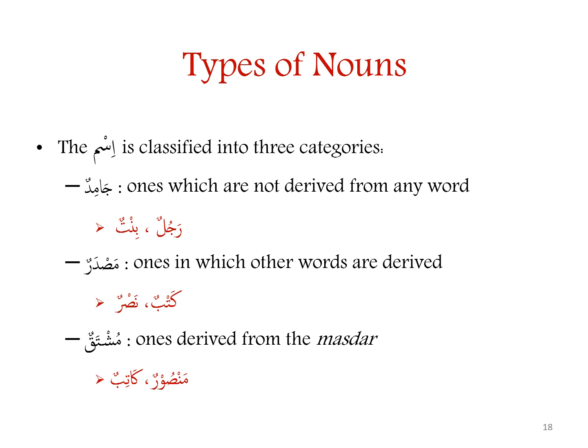So to sum up, we have some terminology to go through. Types of noun. The ism is classified into 3 categories. Jamid, ones which are not derived from any words, like rajulun, bintun. So we're going to look quite later on, at how certain words are derived from their root letters. Some words, or most words, are derived from the roots. However, some words aren't derived from a root. So for example, kitabun.